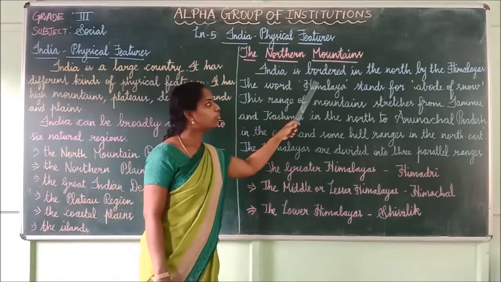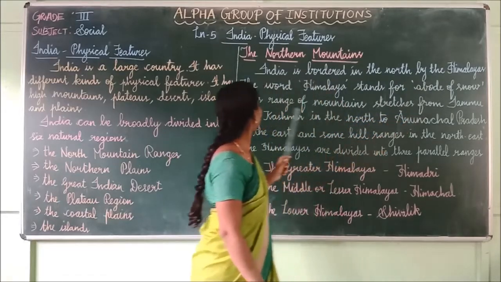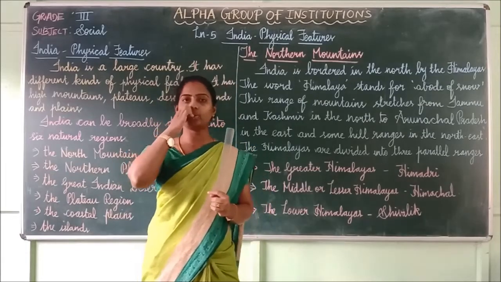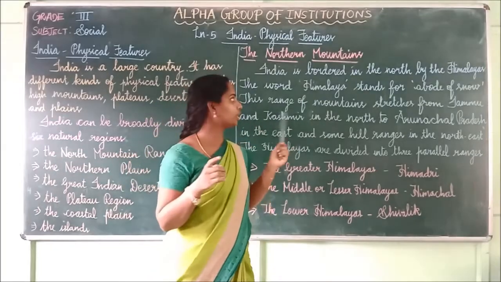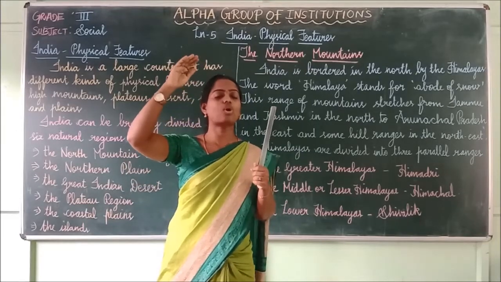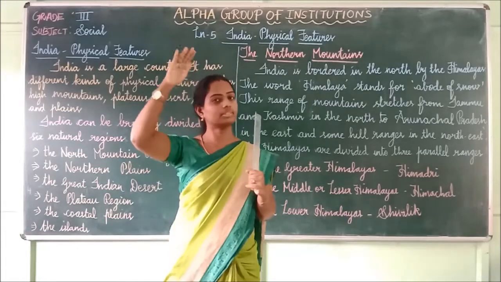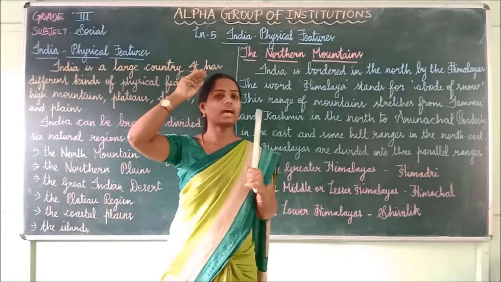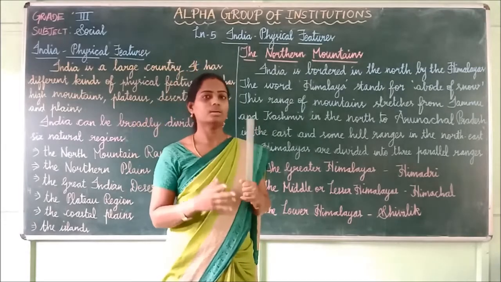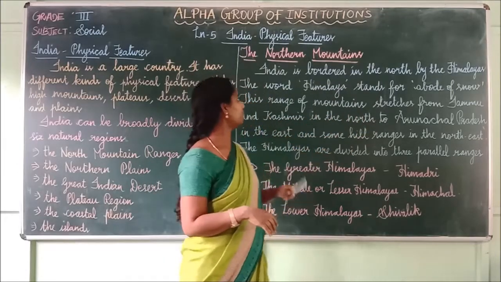India is bordered in the north by the Himalayas. Think of the India map, children. In the north side, it is mostly bordered by the Himalayas. They didn't say anything about the south side. Only the north side is broadly covered with the Himalayas, which means mountains.